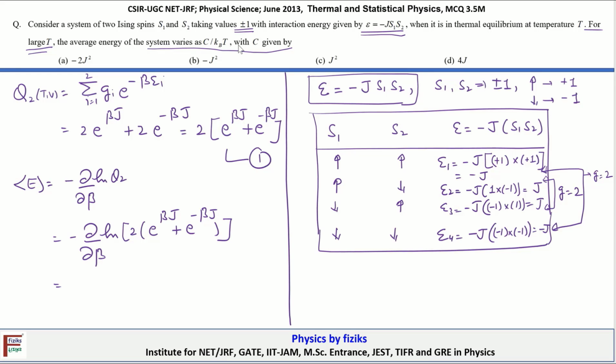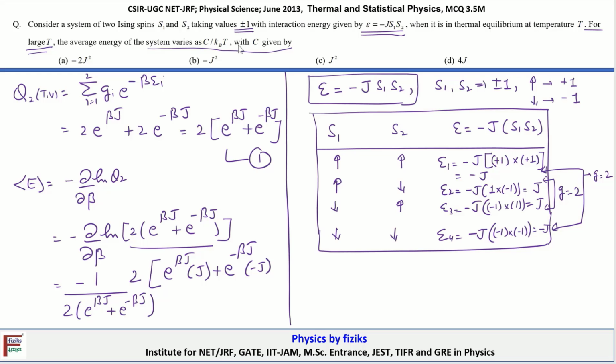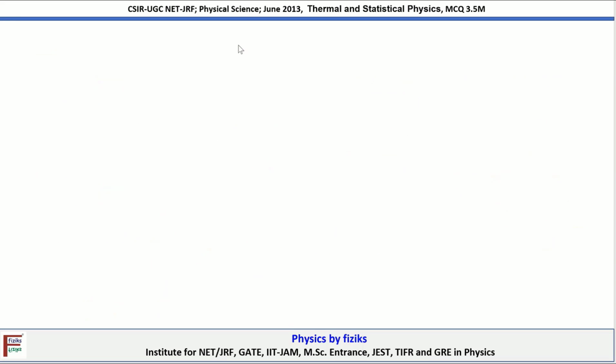Okay, and this is further equal to minus 1 upon 2 into exponential beta J plus exponential minus beta J, and then its differential with respect to beta, a factor of 2 will come outside, and inside we will have exponential beta J multiplied by J plus exponential minus beta J multiplied by minus J. Here after rearranging all the terms we obtain the average energy of the system, that is equal to minus 2J divided by 2, and then inside the bracket we have exponential beta J minus exponential minus beta J upon exponential beta J plus exponential minus beta J.